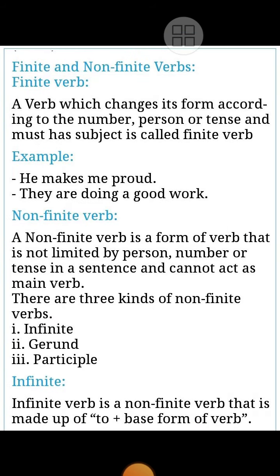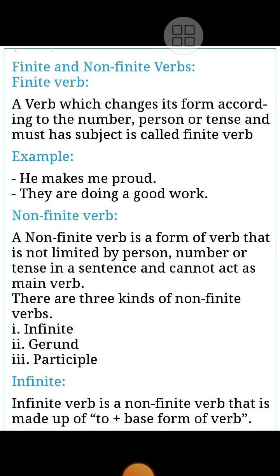Finite and non-finite verbs. Finite verbs are verbs which change their form according to the number, person, or tense, and must have a subject; this is called a finite verb. Example: he makes me proud. They are doing a good work.